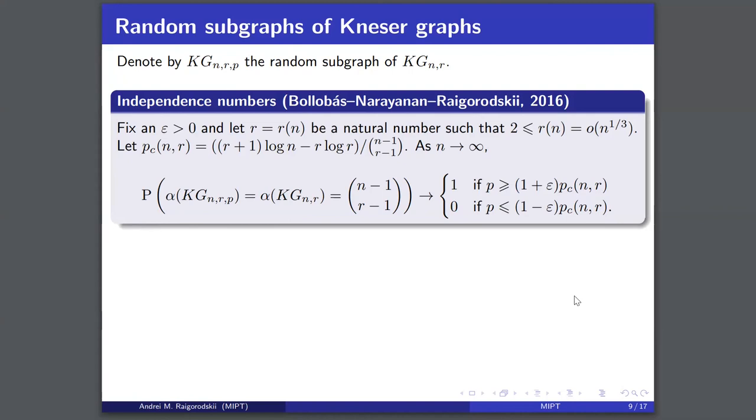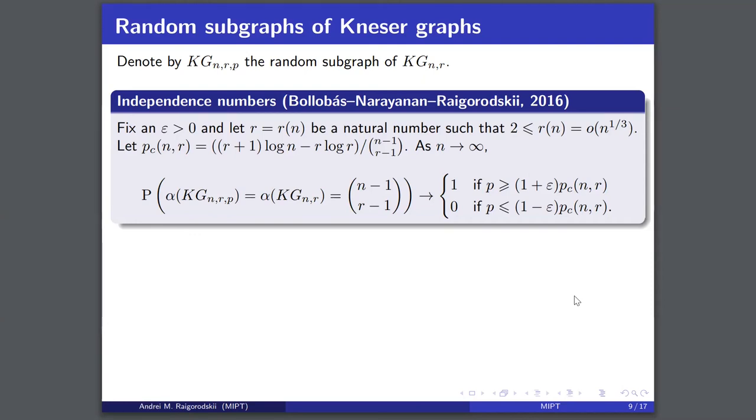You probably don't see by what value it is divided. It is divided by n minus 1 choose r minus 1. Here in the denominator, you have the same binomial coefficient. As n tends to infinity, what happens? The main result here: alpha of the random subgraph equals exactly the independence number of the initial graph, asymptotically almost surely, if p is greater than or equal to 1 plus epsilon times p sub c, and is not equal to the initial independence number, asymptotically almost surely, if p is less than or equal to 1 minus epsilon times p sub c.